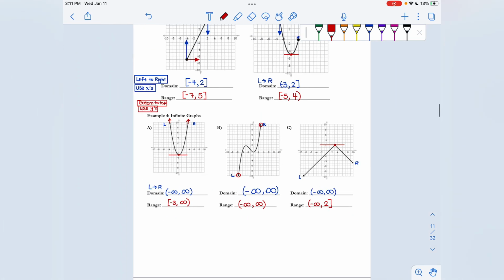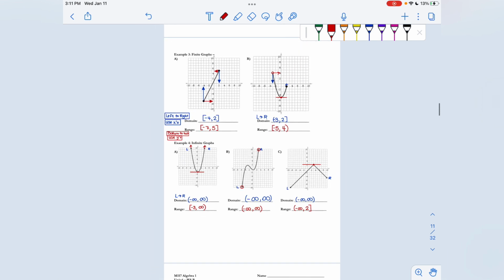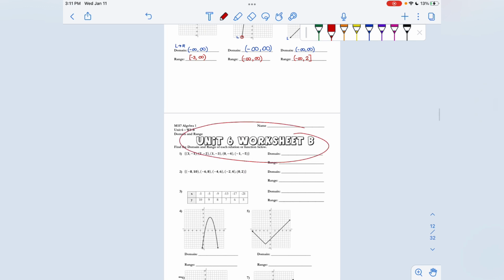Those are the notes. Okay, domain and range can be a little bit more abstract than we're used to in math class. So take this moment to pause, ask questions, ask to clarify, and we'll review this tomorrow, but you are to go on to do your homework, which is worksheet B.